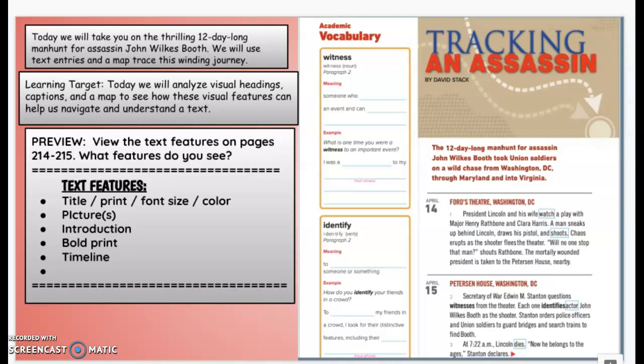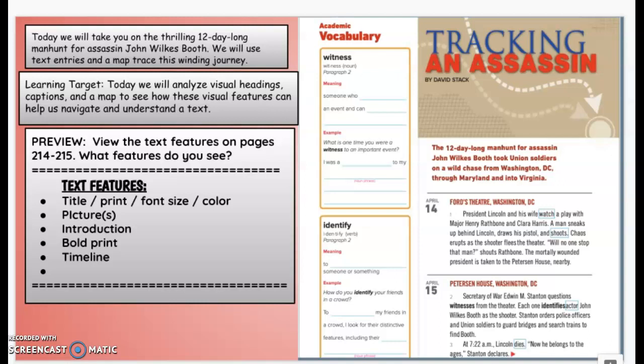Before we get started, I do want you to preview pages 214 and 215 and please notice the text features. Looking at the title, you'll see "Tracking an Assassin." You'll see it's different print, the font size is a little bit bigger, and they're using 2 different colors. Any kind of picture, well, on page 215, we'll notice that the picture is a map.